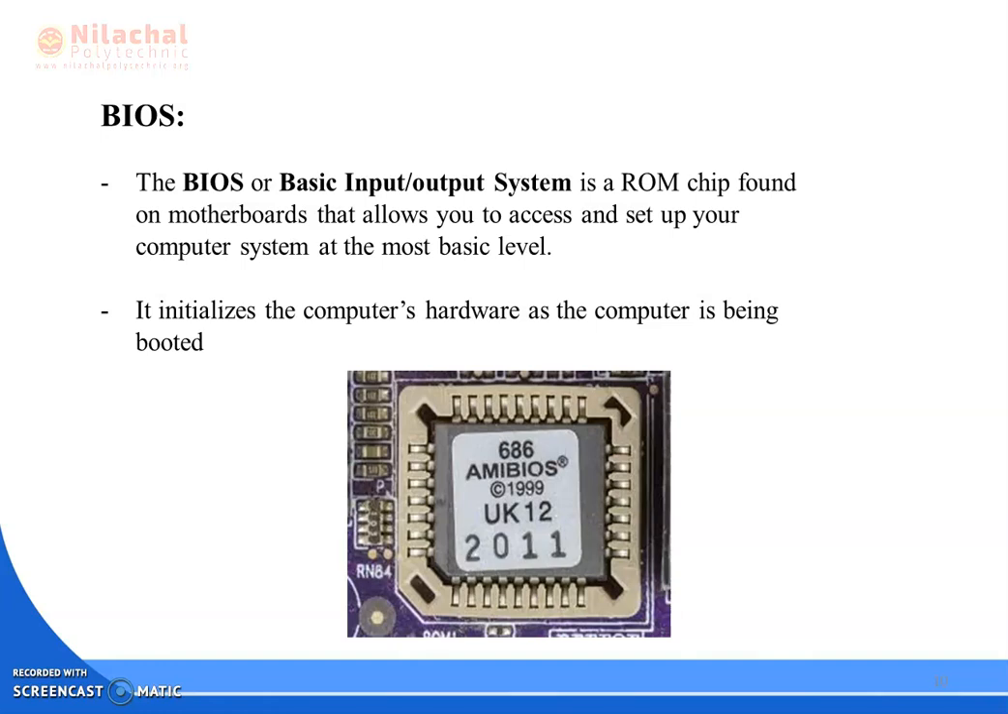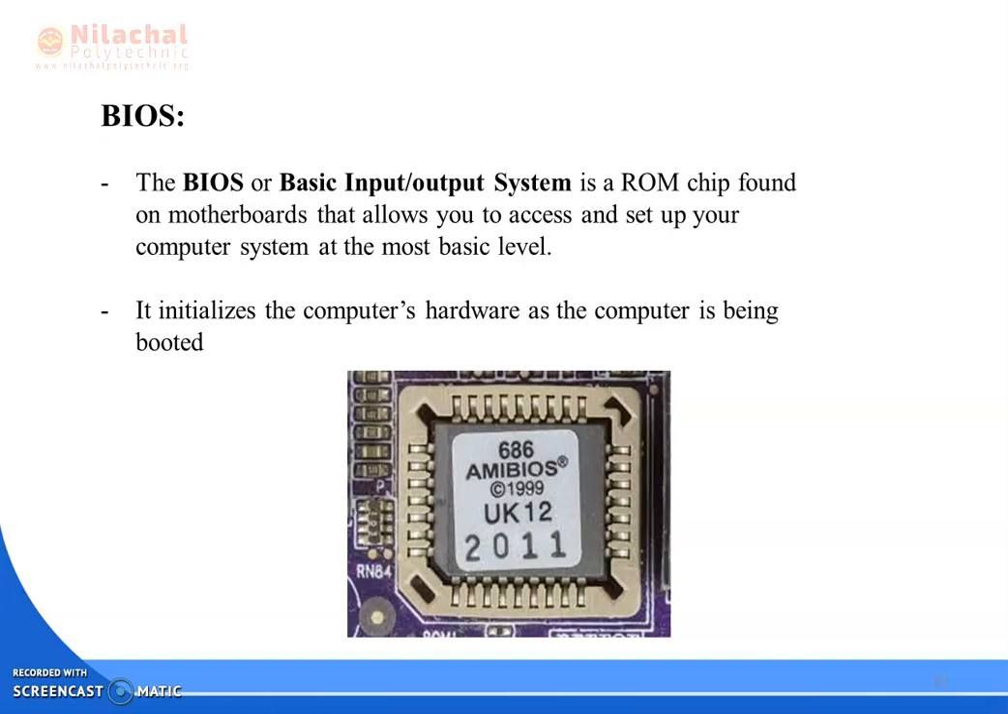In our previous slides, we have already discussed some of the components of the motherboard that are placed on the printed circuit board, or we can say motherboard. We have discussed processor slots, RAM slots, and BIOS. So today we will continue from the BIOS.